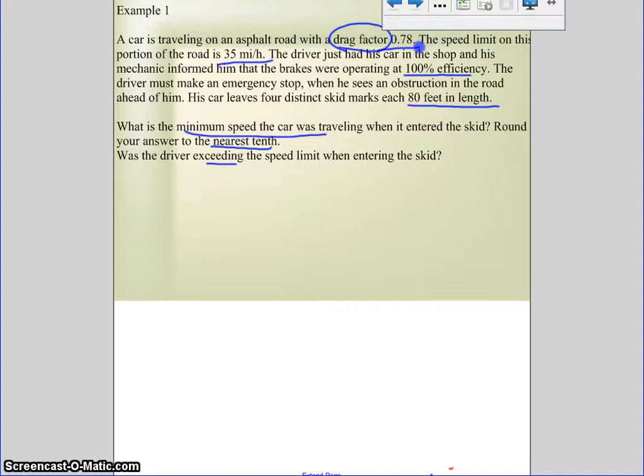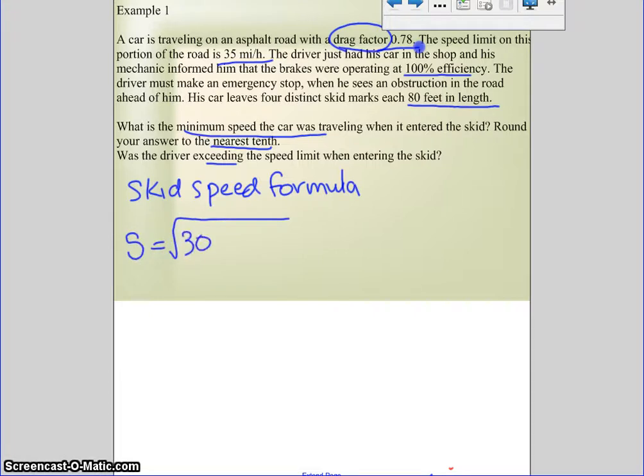So in order to do this, we have a new formula, and it's called our skid speed formula. Let's take a second to go through that. The formula looks a little like this. The speed is the square root of 30 times the skid distance times the drag factor times the brake efficiency as a decimal. So let's break that down.